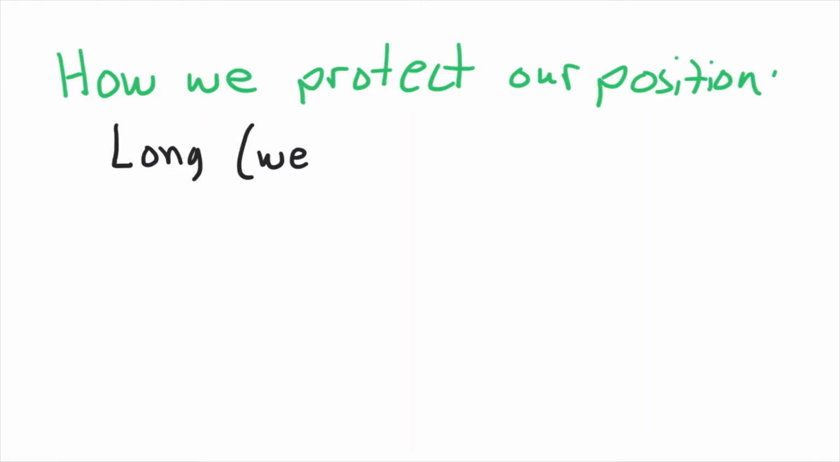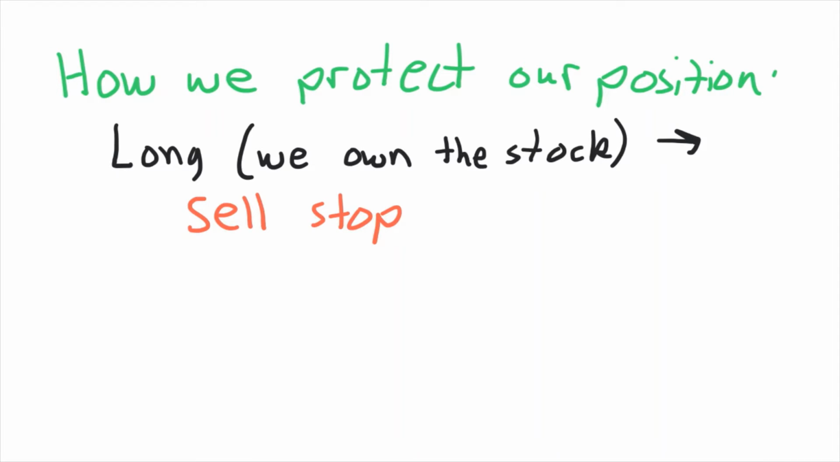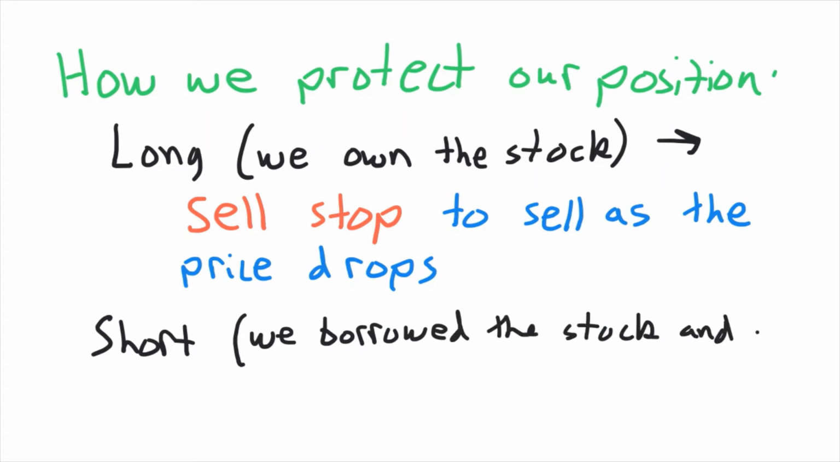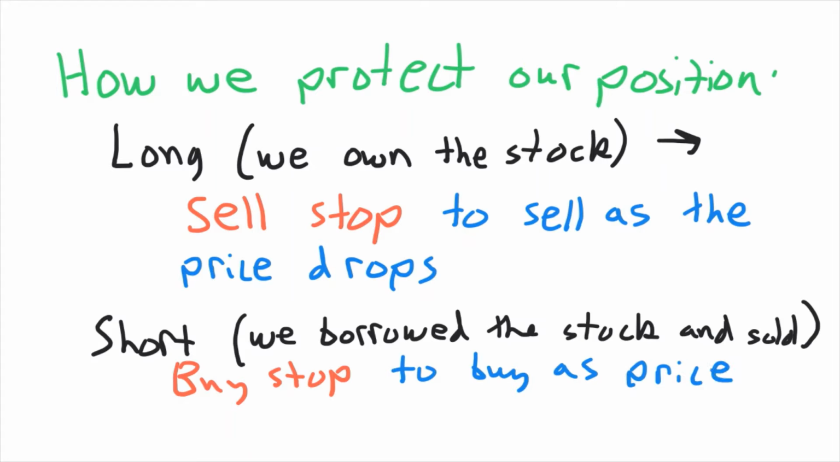So how do we protect our positions? Well, if we're long a security, such as we own a stock, for example, then we will use a sell stop order in order to sell as the price is dropping. If we're short, meaning we borrowed the stock and sold it to someone else, then we'll use a buy stop to buy the stock back as the price increases. Now, both of these actions close our position and reduce risk, meaning reduce losses. You really only need to know the long right now. In a future video, I'll go over short, and it'll make more sense.